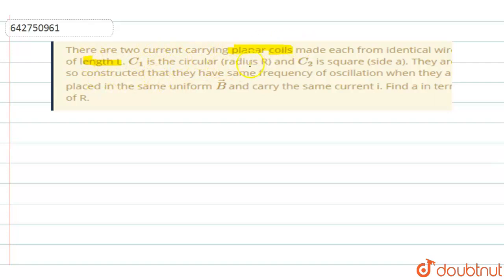There are two current carrying planar coils, each of identical wire and length L. C1 is a circular coil of radius R and C2 is a square of side A. They are so constructed that they have the same frequency of oscillation, and when they are placed in the same uniform magnetic field, carry the same current I. So find A in terms of R is the question.